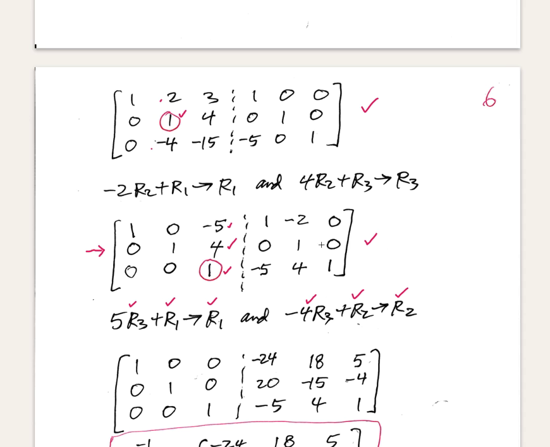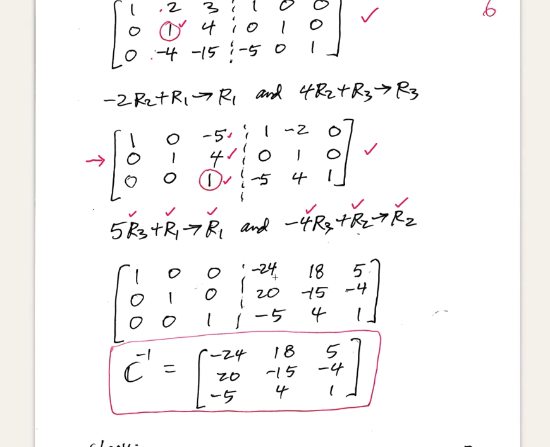Now, remember, I guess I should have said this a long time ago, when I say the row, I mean the whole row. That means everything to the left and the right of the vertical dashed line. Anyway, I went ahead and did that. Go through the arithmetic, and I got the following. So I've got the 3 by 3 multiplicative identity on this side. Perfect. That means my inverse exists. On the right-hand side of the vertical dashed line, I've got negative 24, 18, 5, 20, negative 15, negative 4, negative 5, 4, 1. And that 3 by 3 submatrix should be my inverse.